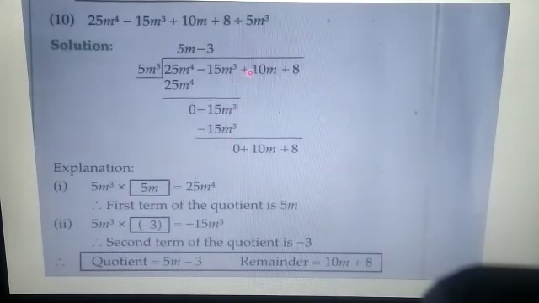And what is left now? Plus 10m plus 8. Now see the power of m. The power of m is only 1. It is less than 3. This is m cube, which means the power is 3. So this 1 is less than 3. So we will stop the division here. We cannot divide it further. So what is the quotient now? 5m minus 3. And what is the remainder now? 10m plus 8. So quotient is 5m minus 3 and remainder is 10m plus 8.